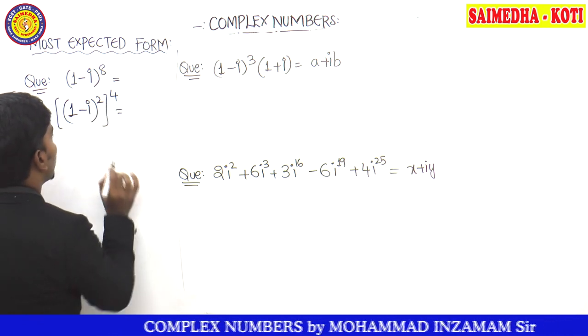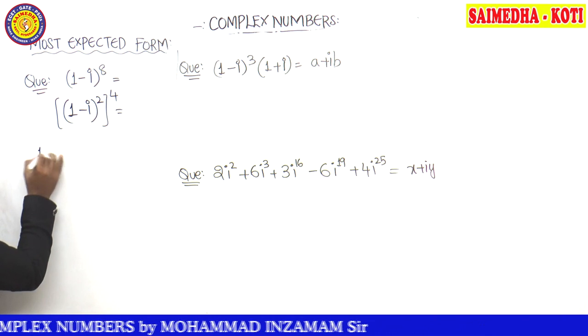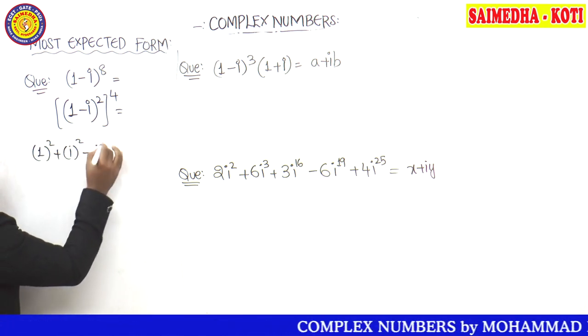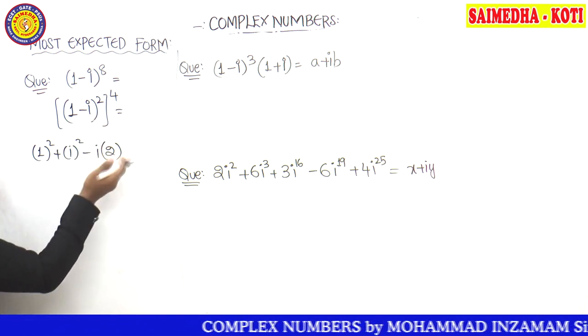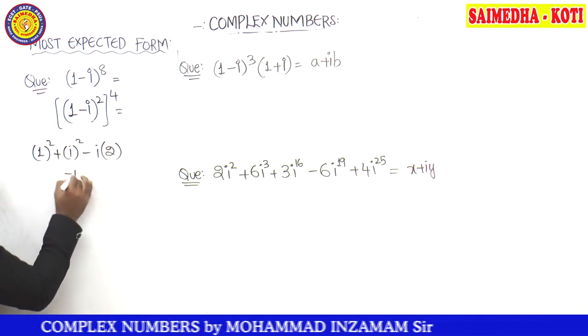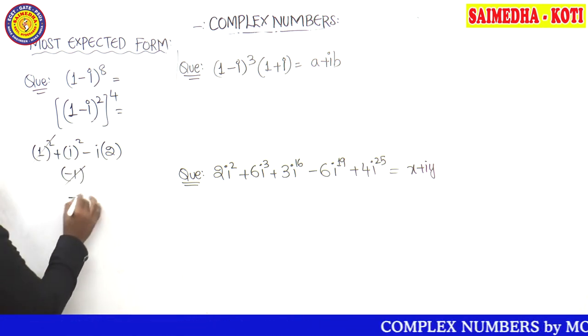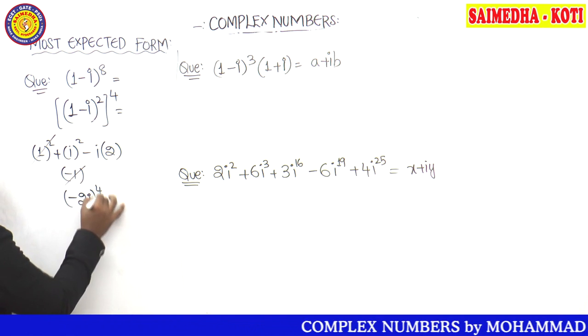How can we write the 1 minus i whole square now? A minus B whole square, that is A square plus B square minus 2 times of AB. So it's going to become 2 itself, 1 plus 1. i square equal to minus 1. Minus 1 plus 1 gets cancelled. Remaining is what? Minus 2i. Minus 2i whole to the power of 4.